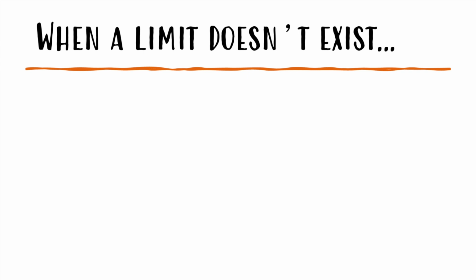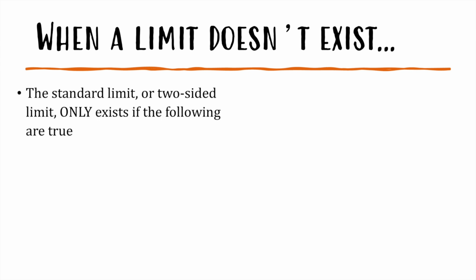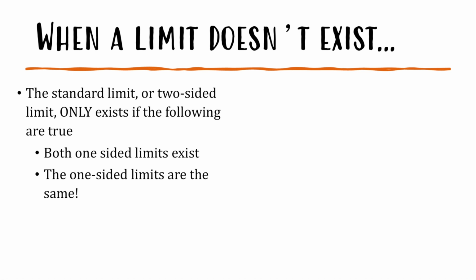Well, what if they don't approach the same value? There are times when a limit doesn't exist. Again, the standard limit, or a two-sided limit, only exists if the following are true: both one-sided limits exist, and the one-sided limits are the same.